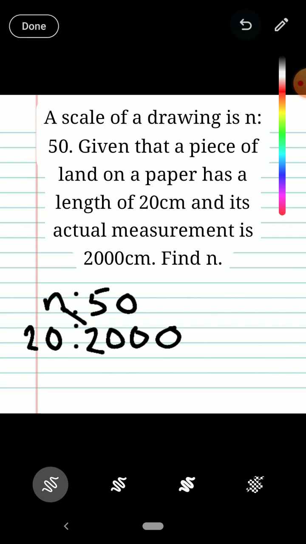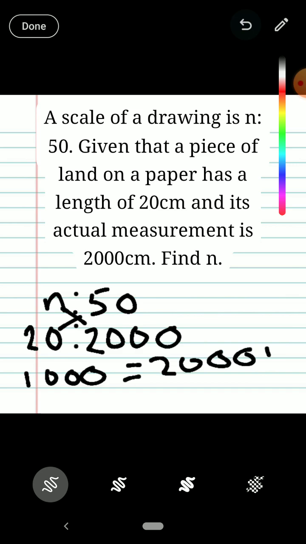From here you can cross multiply. So 50 times 20 is going to be 1000. 20,000 times n is going to be 20,000 n. You can divide both sides by 20,000.